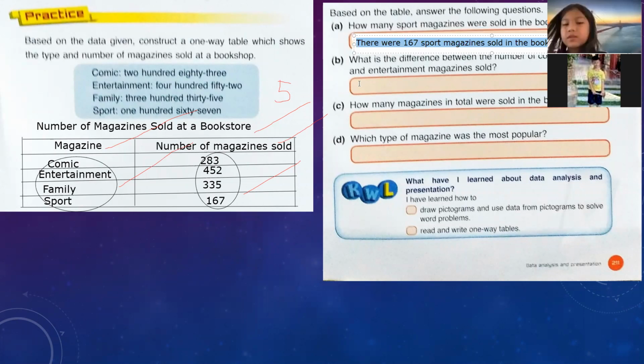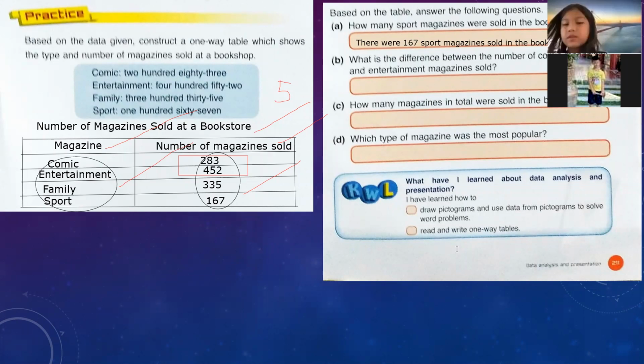Okay, next, letter B. What is the difference between the number of comic magazines and entertainment magazines sold? So look at comic magazines and entertainment. I'm going to draw a rectangle so you can see this. Can you see what I am enclosing right now using a rectangle? So what is 452 minus 283? I need a scratch paper here below. Wait, I'm going to write a scratch paper.